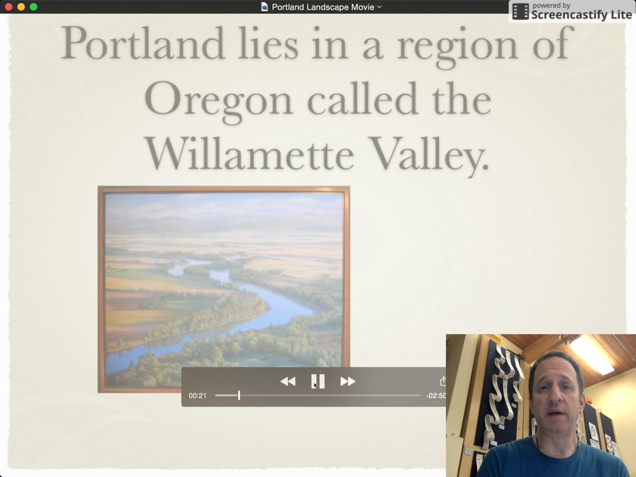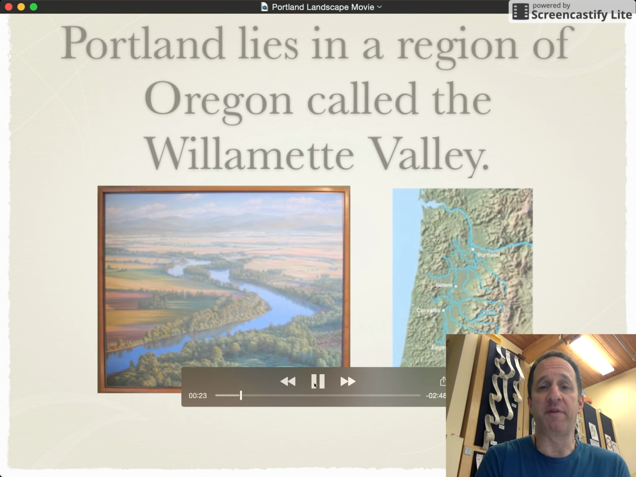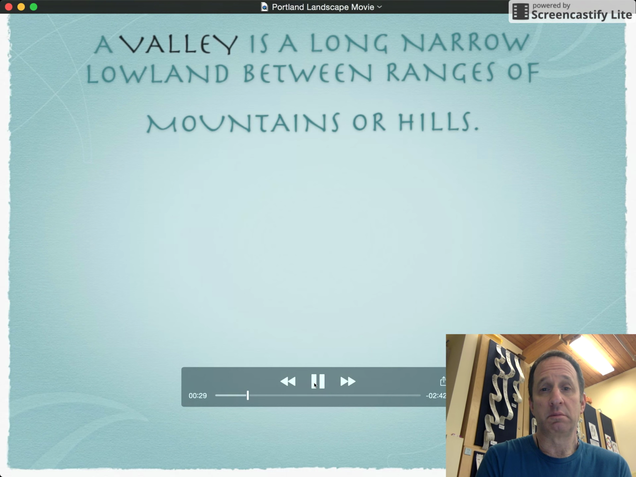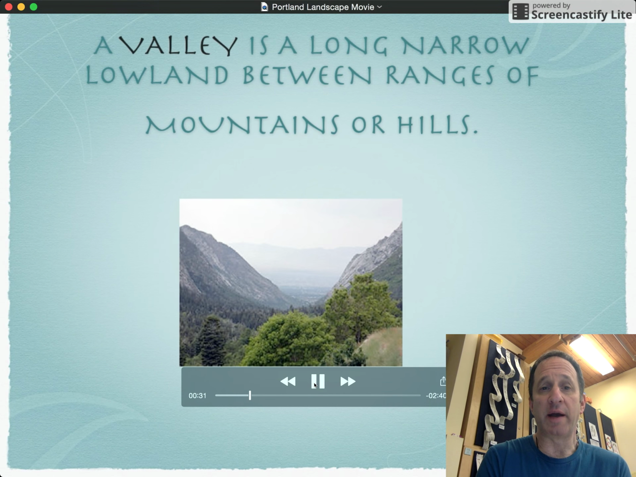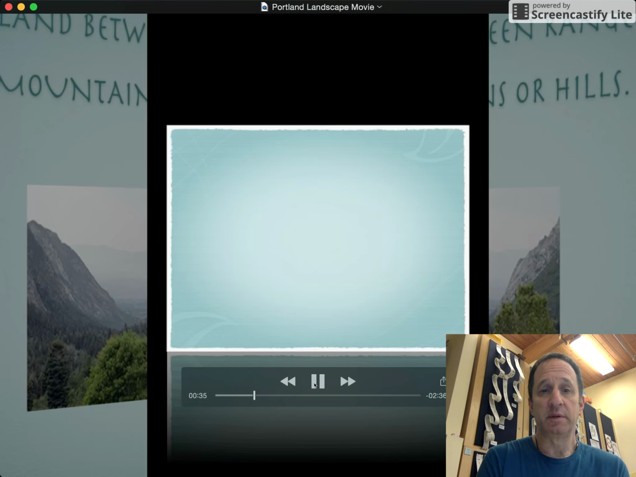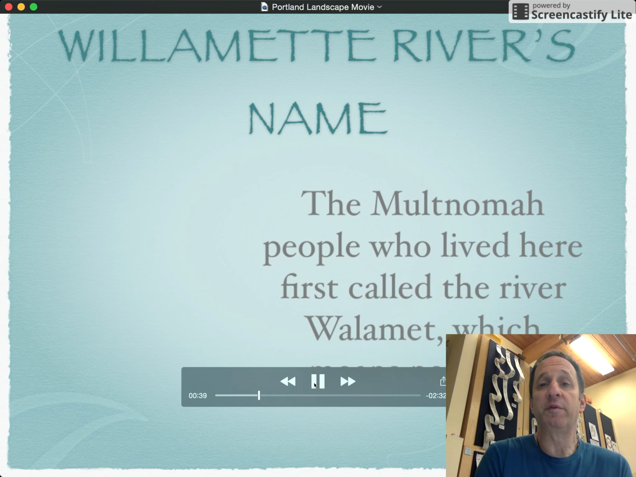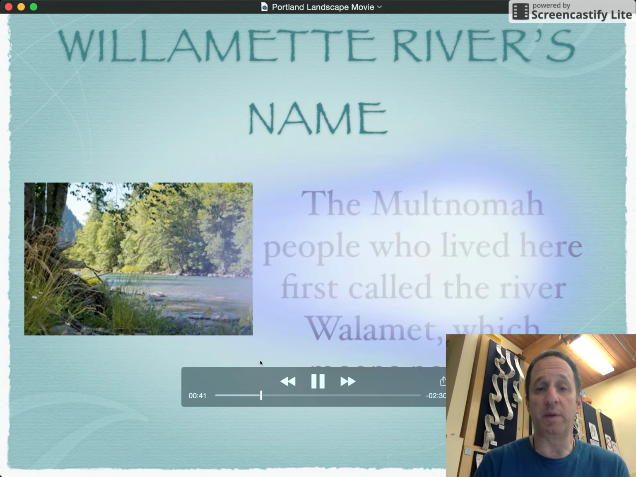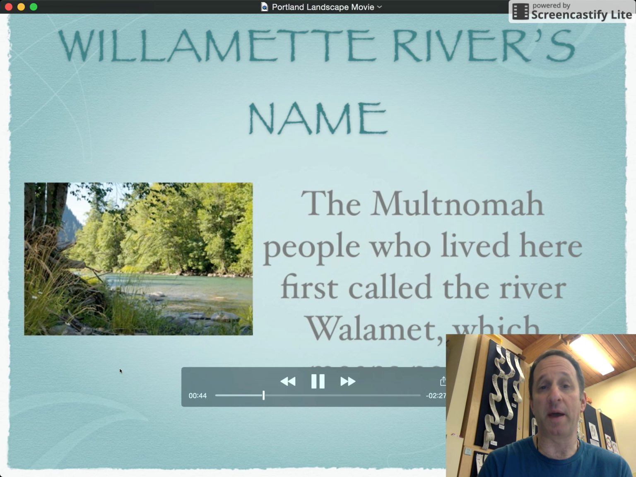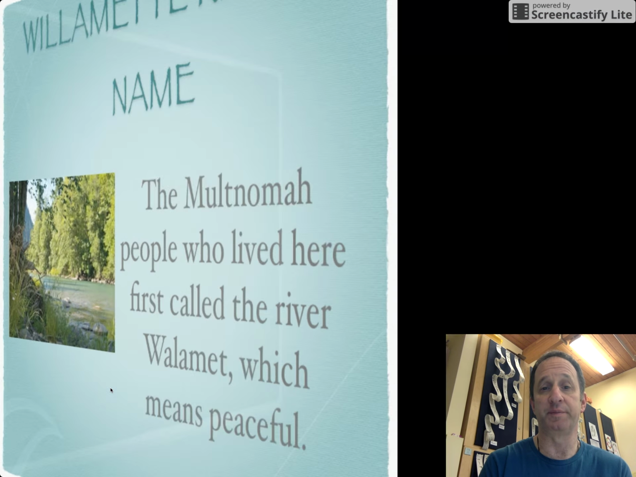Well, Portland lies in a region of Oregon called the Willamette Valley. Now, we've learned what a valley is. A valley is a long, narrow lowland between ranges of mountains or hills. The Willamette River flows through the valley, and the Multnomah people who lived here called it Willamette, which means peaceful.